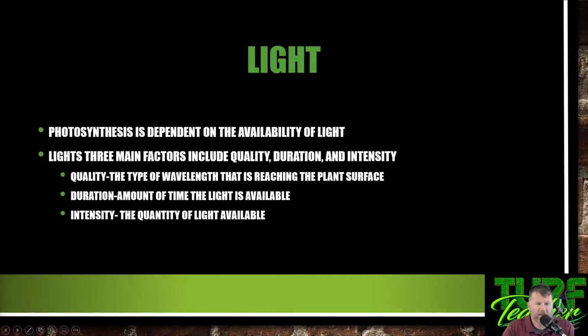With light, photosynthesis is dependent on the availability of the light. Light's 3 main factors include quality, duration, and intensity. The quality is the type of wavelength that is reaching the plant surface. The duration is the amount of time that the light is available, and the intensity is the quantity of light available. So photosynthesis is dependent on the availability of the light, and light's main factors include the quality, duration, and intensity.